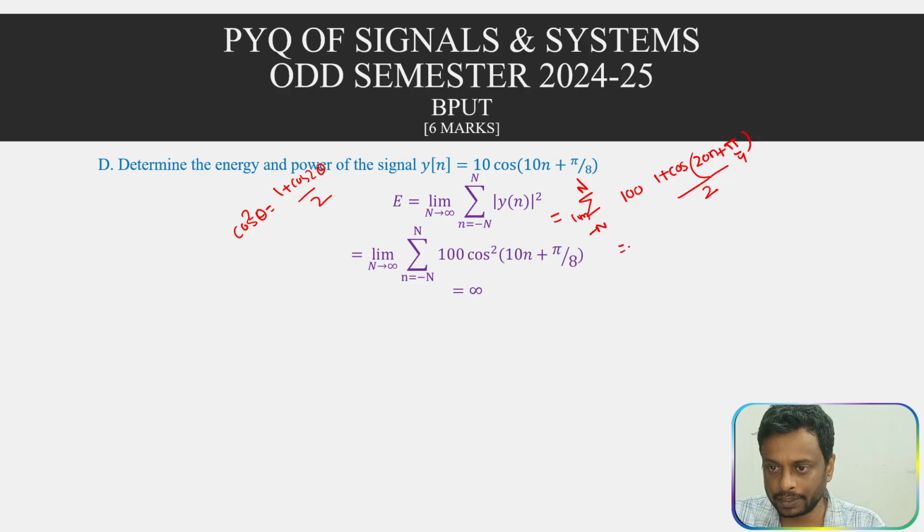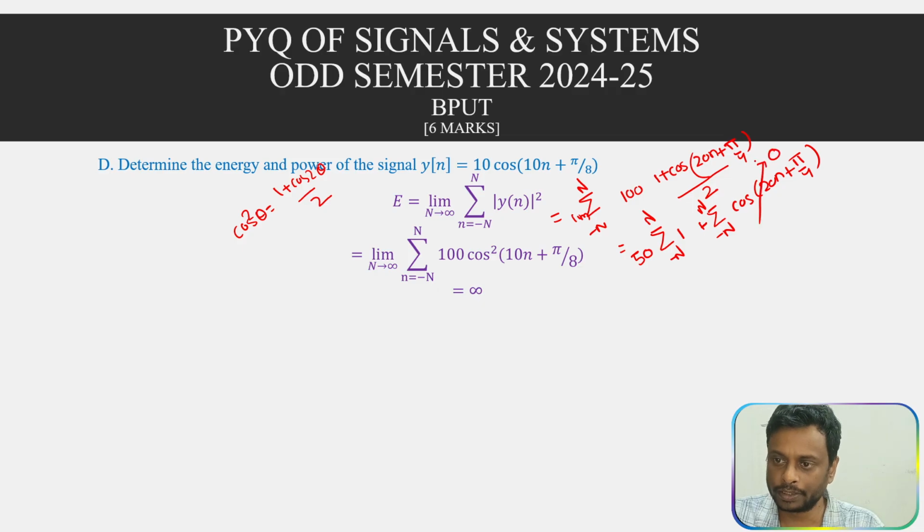So you can take outside: 100 by 2, it will be 50, then the summation of 1 from minus n to plus n, plus the summation from minus n to plus n of cos of 20n plus pi by 4. This value equals 0, so it will be infinity. So this value is 0 and the energy of this signal is infinity.